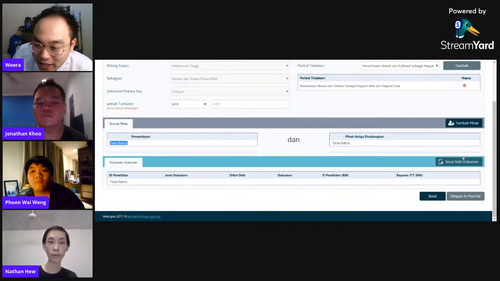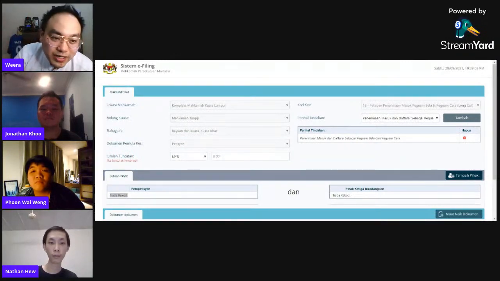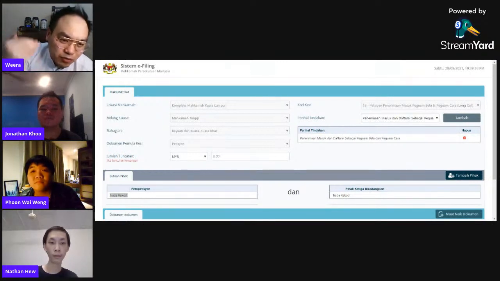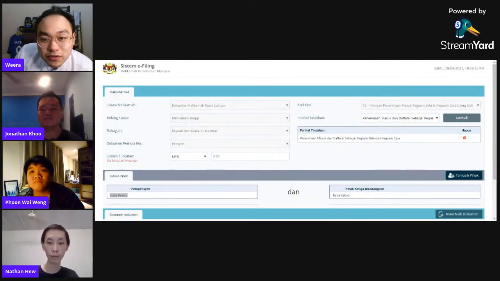Muat naik document. You upload your Borang 1. You then muat naik document again, Borang affidavit, and then you upload your Borang 2. It doesn't really matter if you upload affidavit first or Borang 2, but usually for safety, file your Borang 1 first as enclosure number 1. Upload your Borang 1, then you upload your affidavit or Borang 2, which of course contains your supporting documents. I will stop the screen right now because it's very simple.